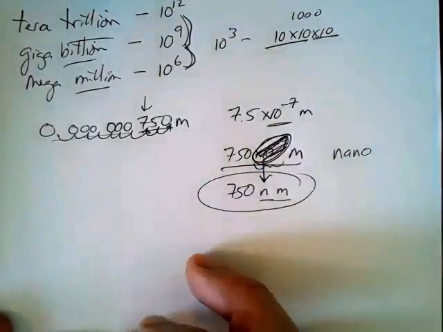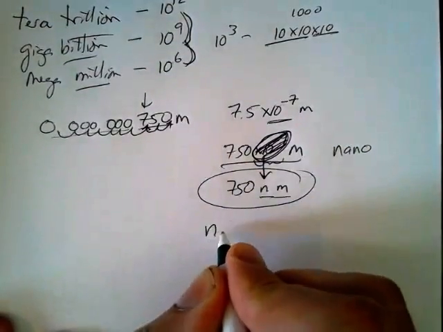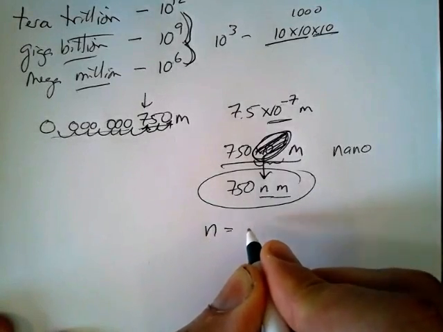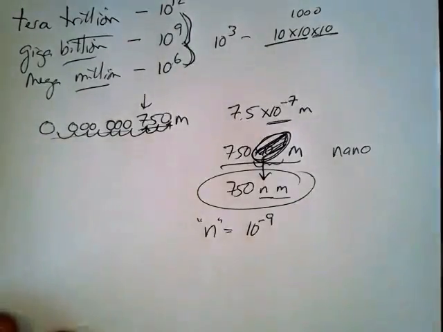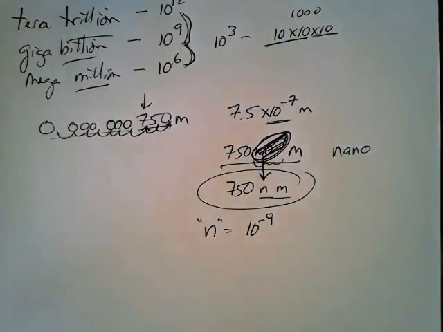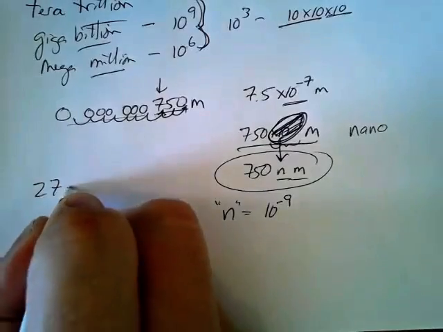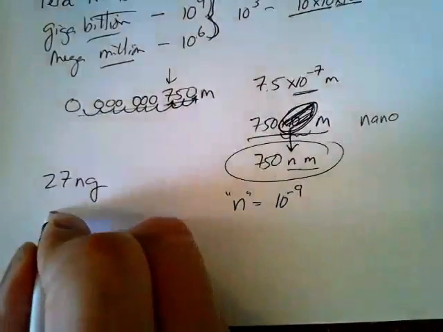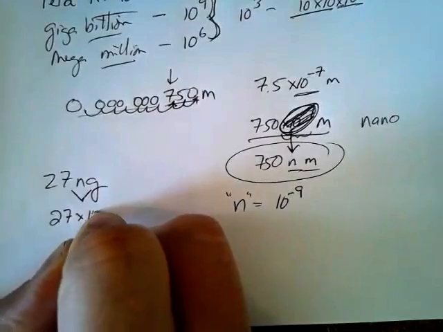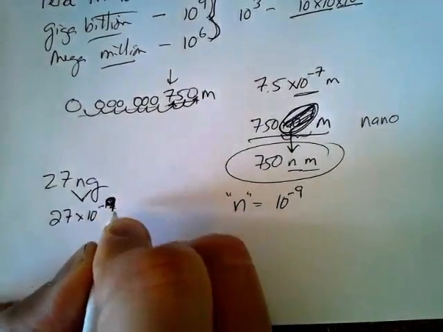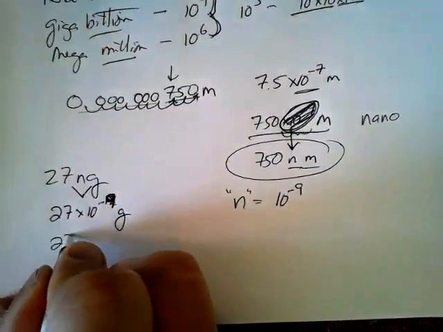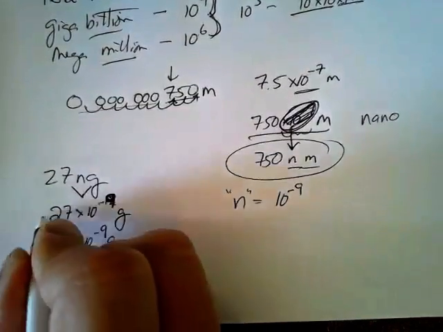So, win-win. All right. So we now have here a situation where we recognize that nano, anytime we see that N, really stands for 10 to the minus 9. So it works both ways. If we see the N, we can then also incorporate the times 10 to the minus 9. So if I say something is 27 nanograms, you could really rewrite this as 27 times 10 to the minus 9 grams.